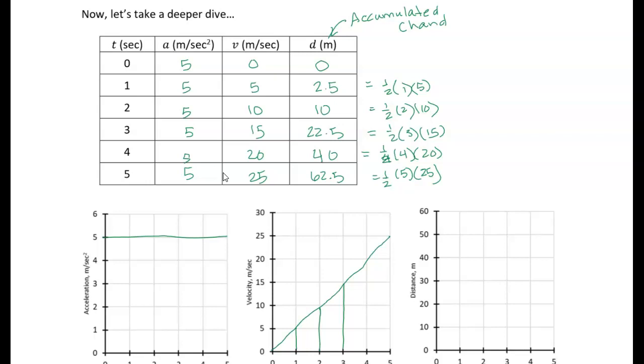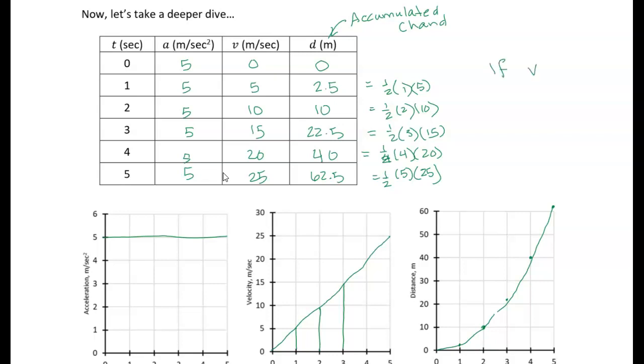Okay, so if we graph that, we get something very beautiful. You can see, just plotting these points here, here we're at 40, and here we're at 62.5. Notice this beautiful parabolic shape that we get. I can't draw a nice parabolic shape, but you get the idea. Parabolas are quadratics, so there's something squared going on here.